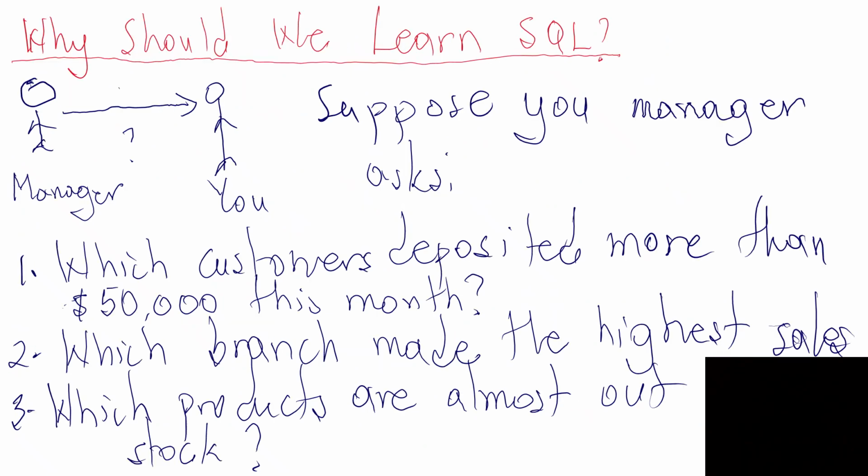Now, before we even start, let's just take a look at this situation. Imagine you work for a bank or you work for a warehouse, and your manager randomly asks you this question as a banker: which customer deposits more than 50,000 this month? When it happens like that, it means you are going to go through your entire database or your entire system just to find out the number of customers that have deposited more than 50,000.